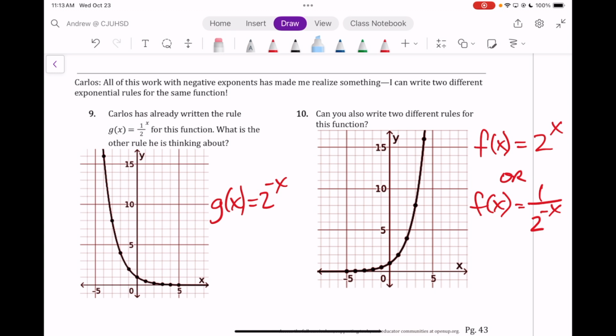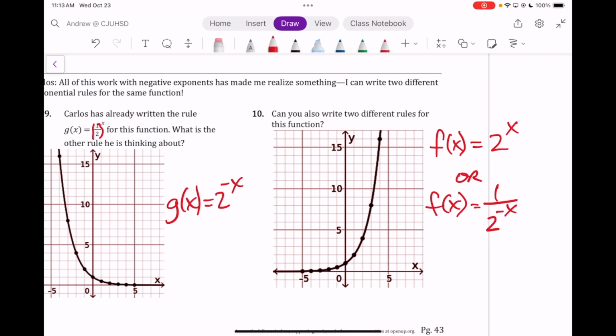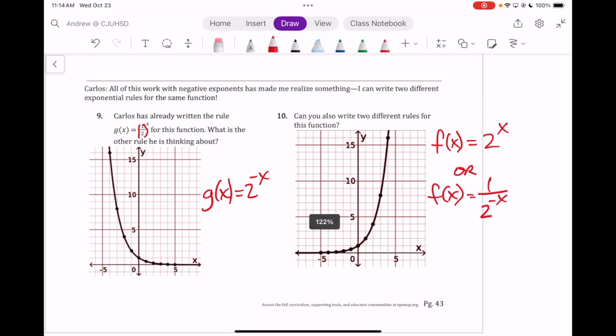So the one on the left is 1/2 to the x, and actually there's a little mistake there. It should have a parentheses around it. So 1/2 to the x, but that's the same thing as saying 2 to the negative x. And similarly, for number 10, that's f of x equals 2 to the x. We could write it as 1/2 to the negative x. So if you do a reciprocal, the exponent changes to the opposite. And that's the key today.